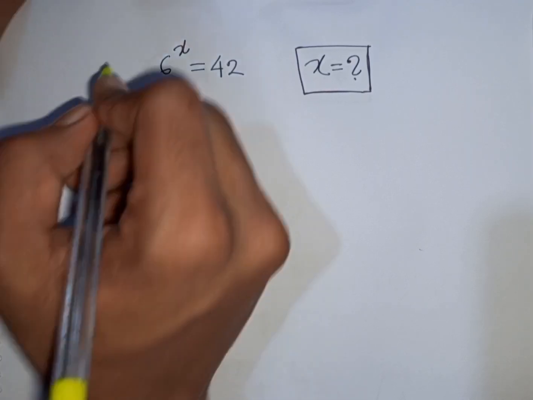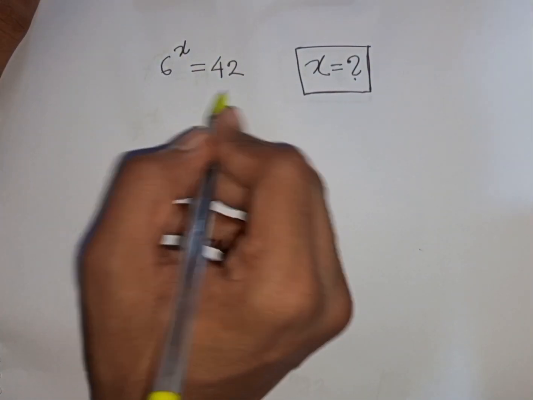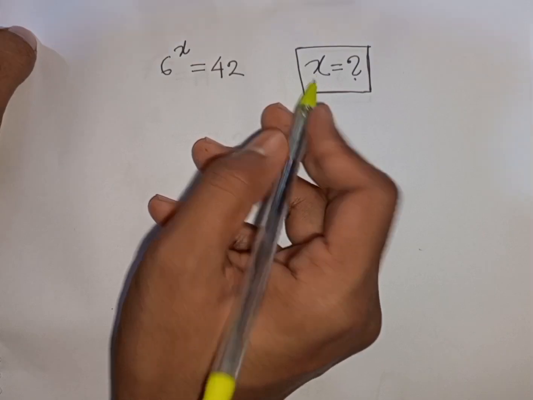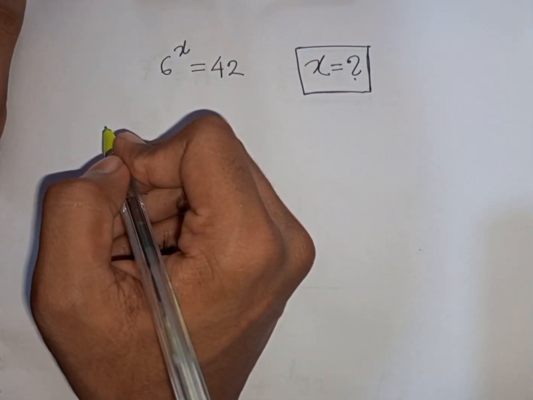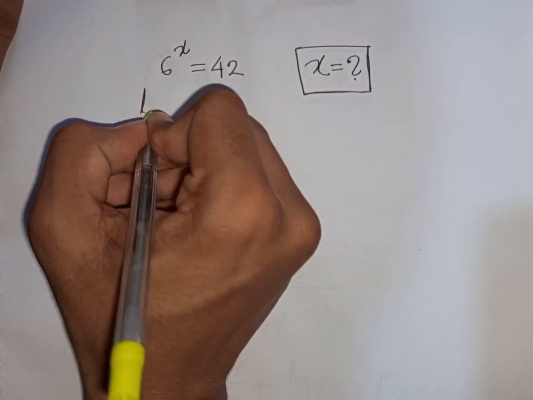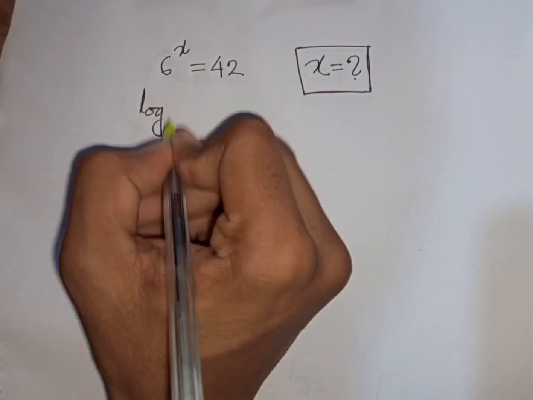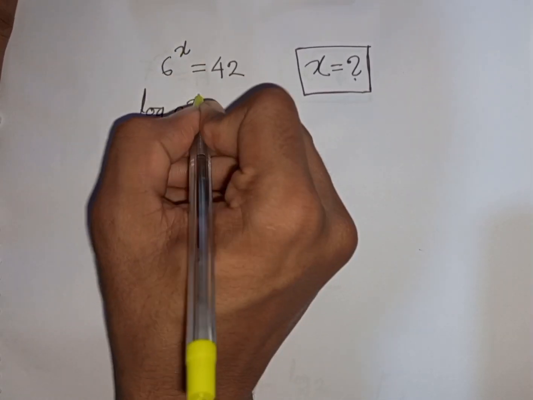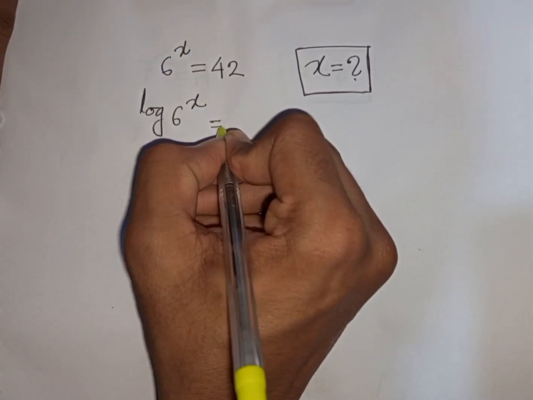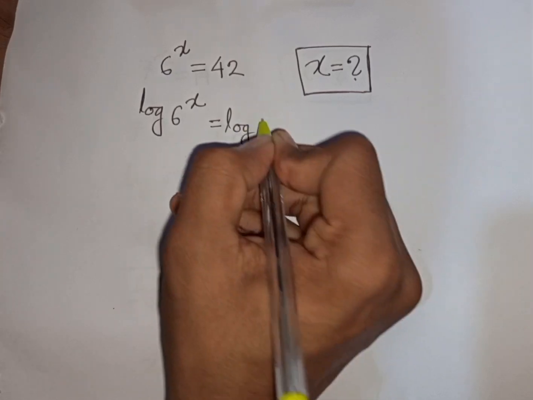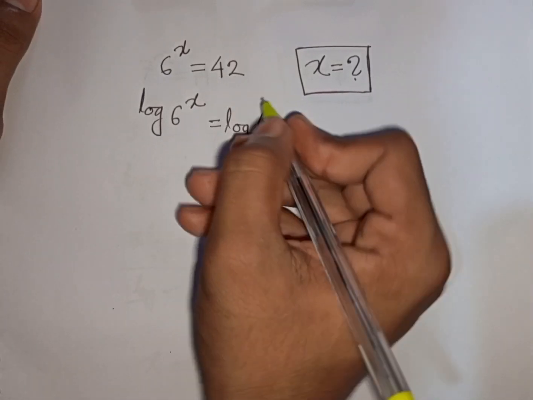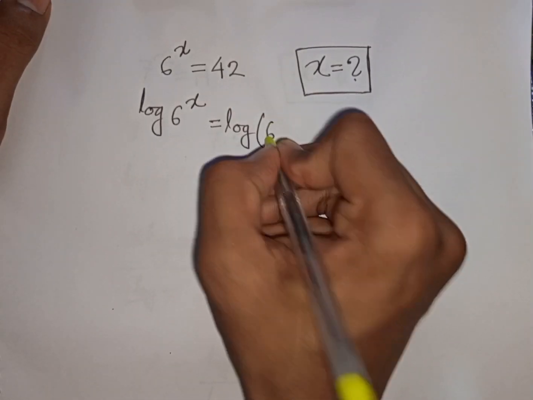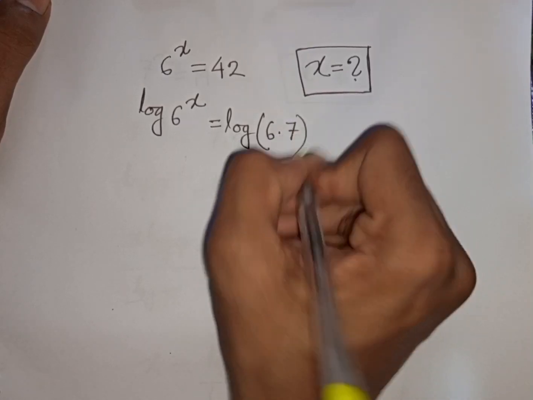How to solve 6 power x is equal to 42. Find the value of x. So at first we apply log on both sides. So you can write here log of 6 power x is equal to log of 42, which can be written as 6 times 7.